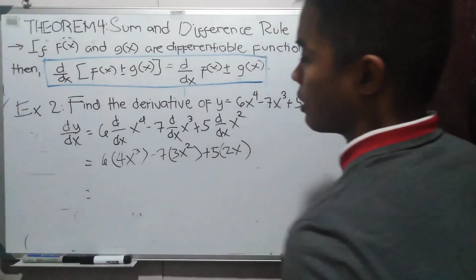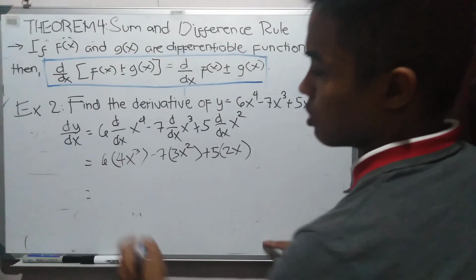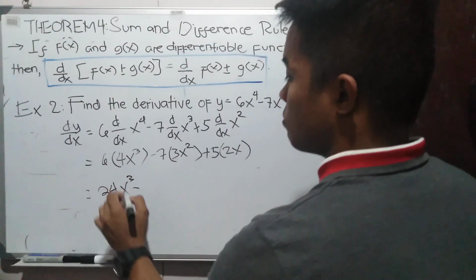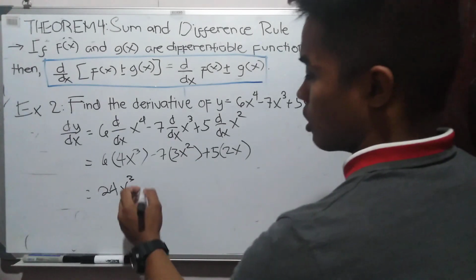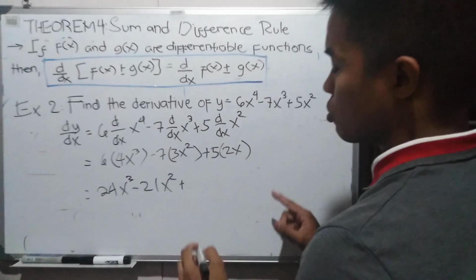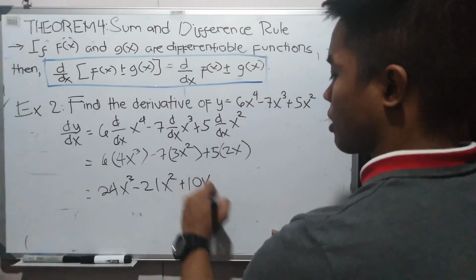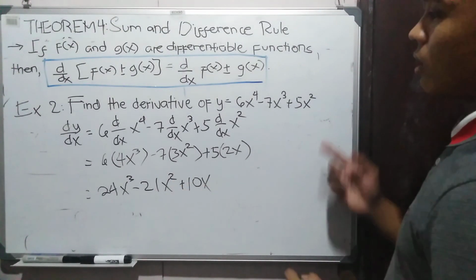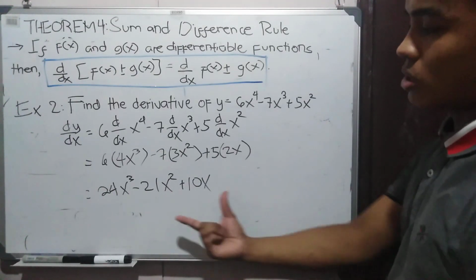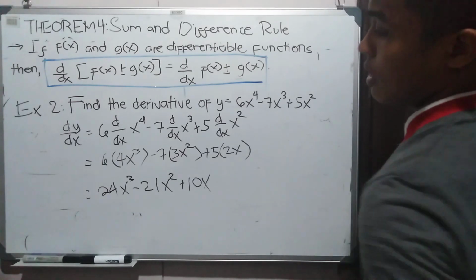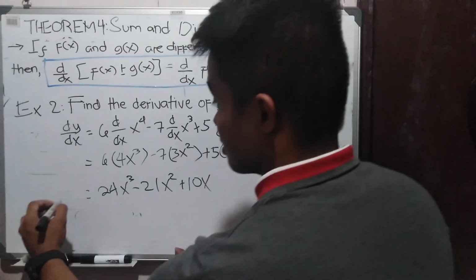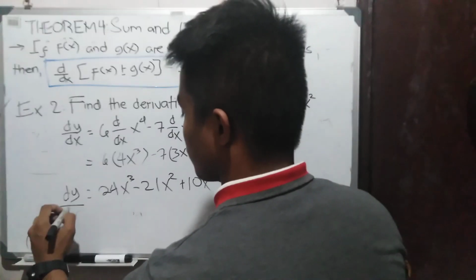Then, simplify lang natin. So, we have 6 times 4x cubed. So, that will be 24x cubed, minus 7 times 3x squared. So, that will be 21x squared, plus 5 times 2x. So, it will be 10x. Okay, so the derivative of the function 6x raised to 4 minus 7x cubed plus 5x squared is 24x cubed minus 21x squared plus 10x. So this is your derivative.